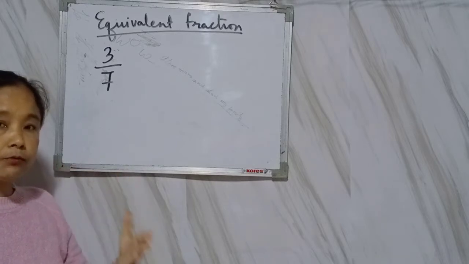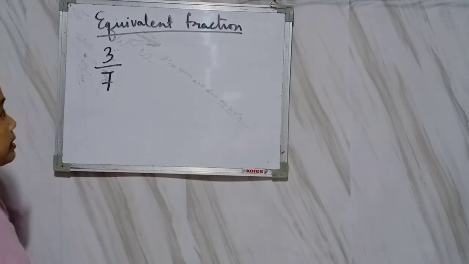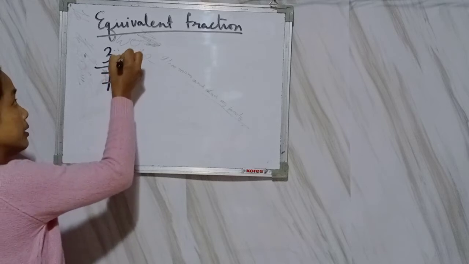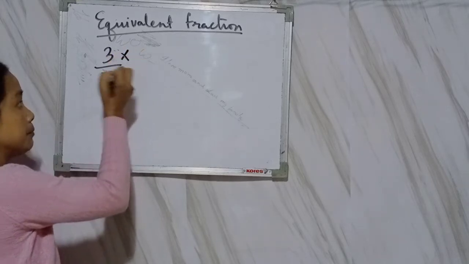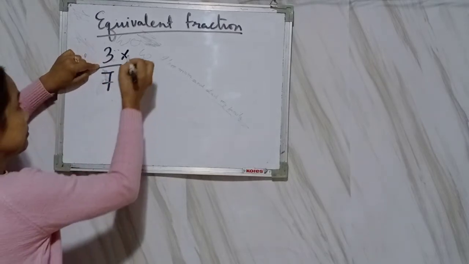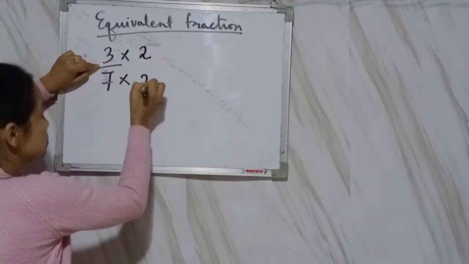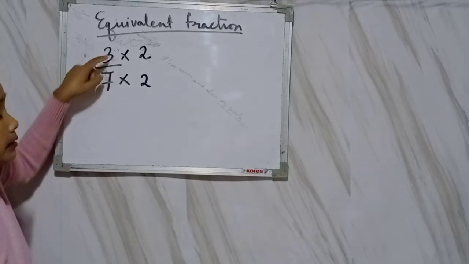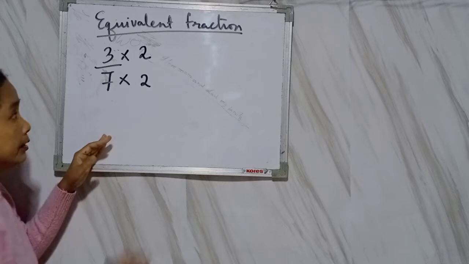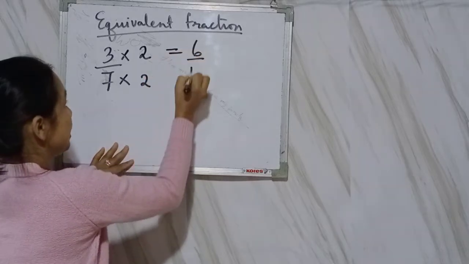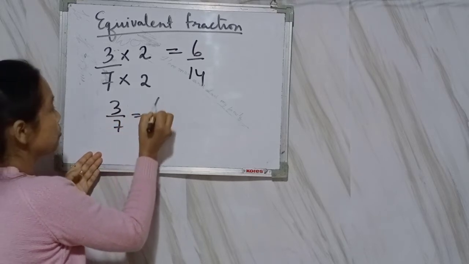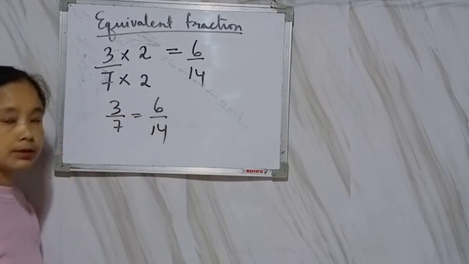When you are asked to find out the equivalent fractions of 3 by 7, what you have to do is, you can use multiplication or division also here, okay? Then, here, let us multiply with 2, both the numerator and denominator. You will multiply with the same number, okay? Then, 6 and 14. That means 3 by 7 is equal to 6 by 14.